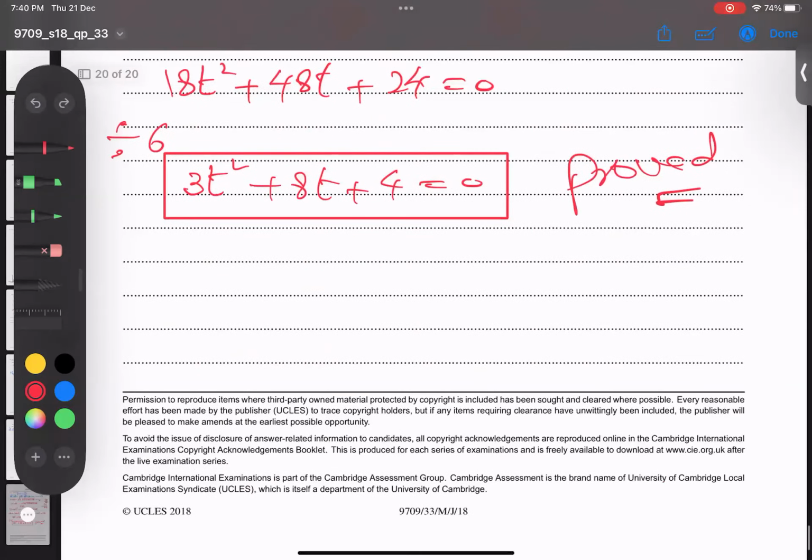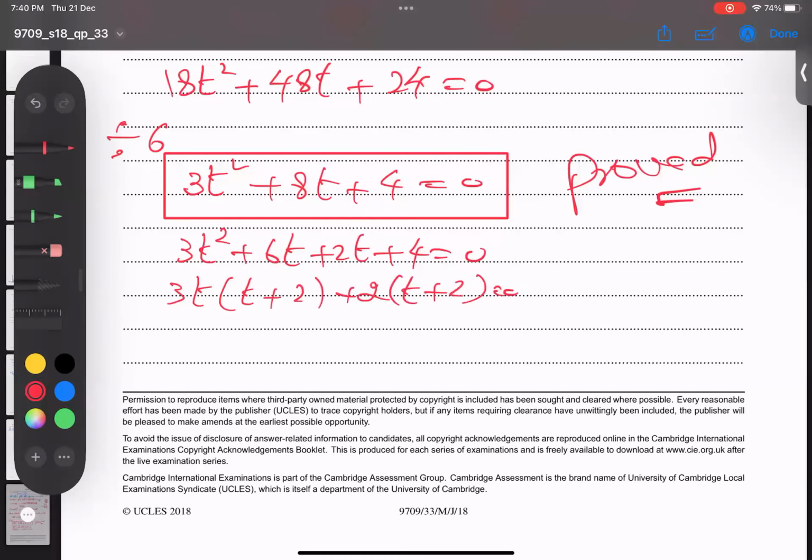So very simple. I will go for factorization here. 3 4s are 12, and 3 2s are 6. So factorization or quadratic formula. So 3t common, I got t plus 2, and I got 2 common, t plus 2 is equal to 0. I got t plus 2. There's another important point coming, and then the question will finish. I got two answers, negative 2, and negative 2 by 3.